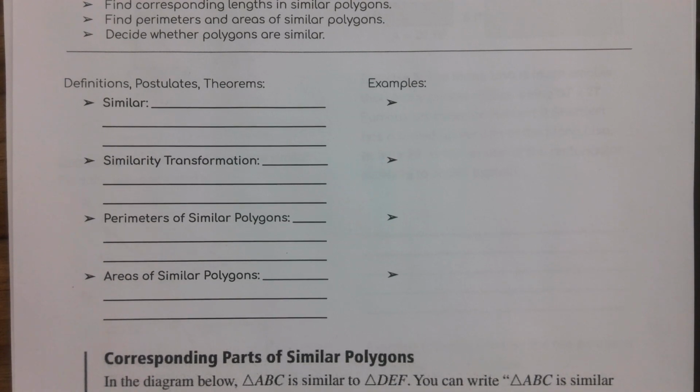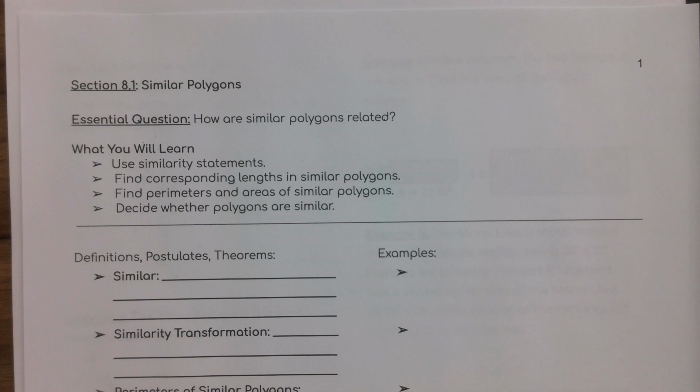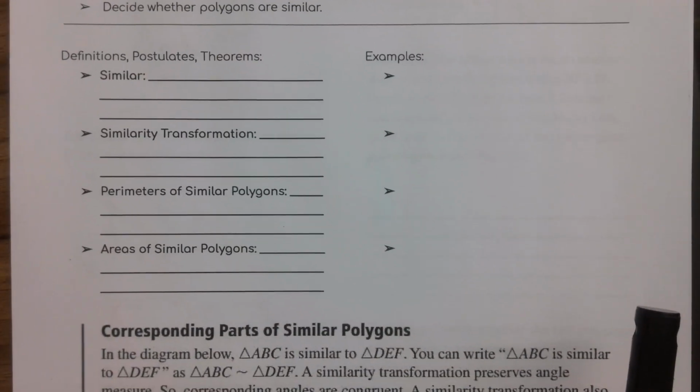Today we're going to take a look at section 8.1. That's right folks, for this unit we are talking about similarity. How are two shapes similar to each other? So it would make sense to start talking about what it means to be similar.